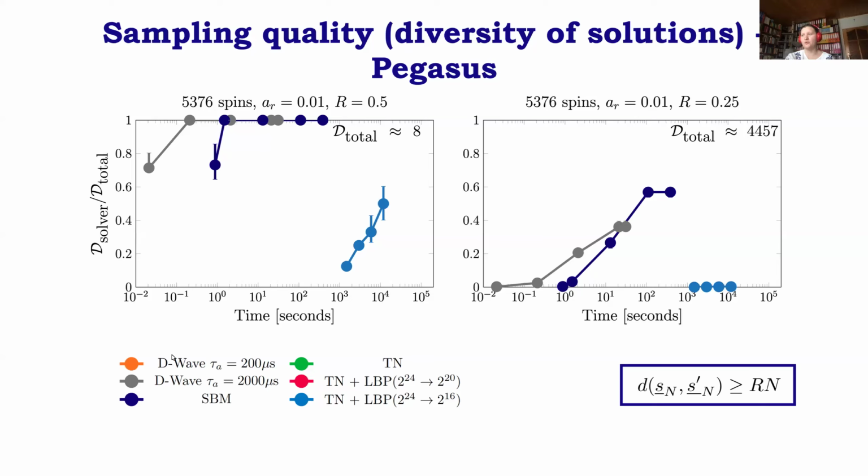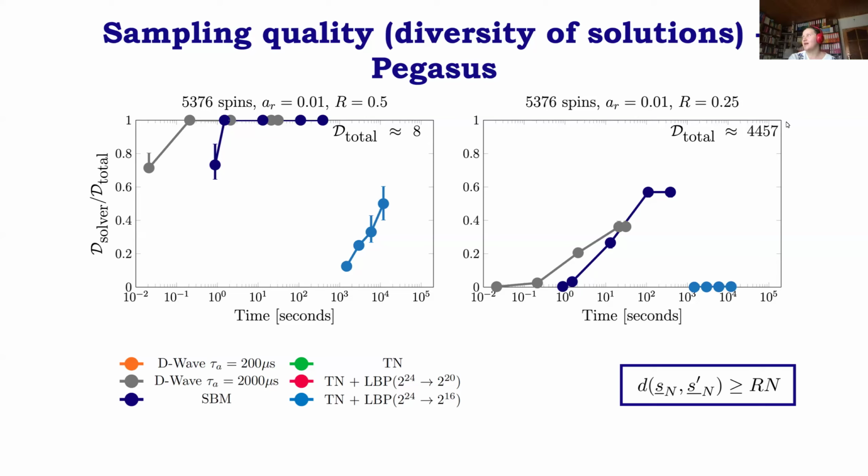And both QPU and SBM, they identify all of the diverse solutions for R equal 1/2, while tensor networks identify 50% of diverse solutions. But for the smaller distance threshold, tensor network obtained less diverse states, a negligible fraction, than SBM and D-Wave. And it may be related to the fact that D-Wave machine and SBM generally give an order of magnitude more states in their result than the tensor network approach.